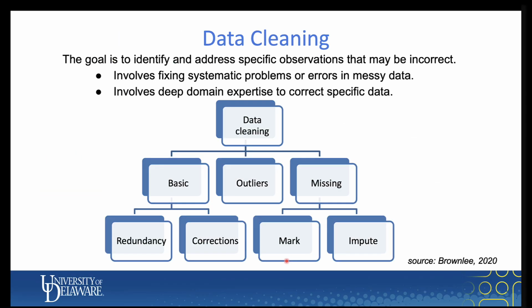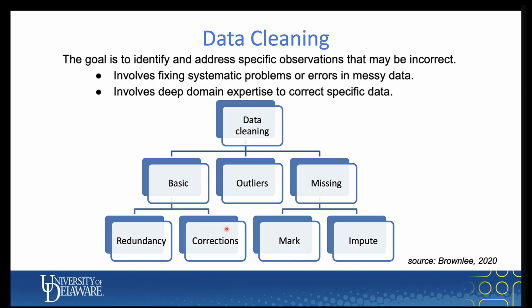In terms of data cleaning, the goal is to identify and address specific observations that may be incorrect. This involves fixing systematic problems or errors in the data. Missing data involves deep domain expertise to correct specific data; we need to understand it in order to correct the data.